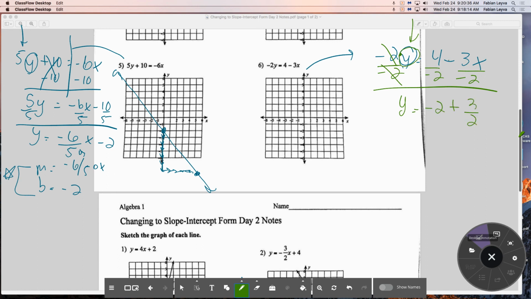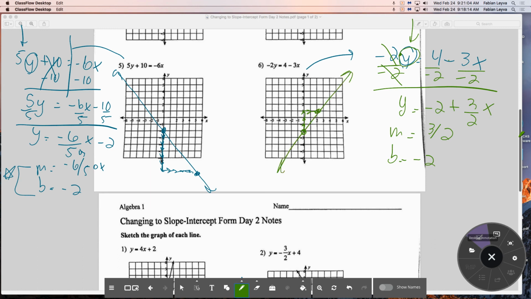I can't reduce 3 halves at all, so I'm going to leave it as 3 halves x. And now you know what your slope is and your y-intercept. Your slope is going to be a positive 3 halves, and your y-intercept is going to be a negative 2. So looking at my y-axis, there is negative 2. Change of y over change of x, I'm going to go up 3, 1, 2, 3, and over 2, 1, 2. So there is my coordinate point, there's my line, and I am done.